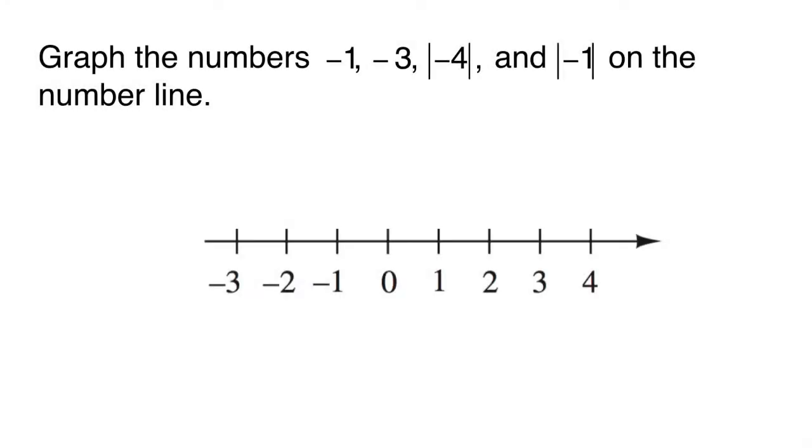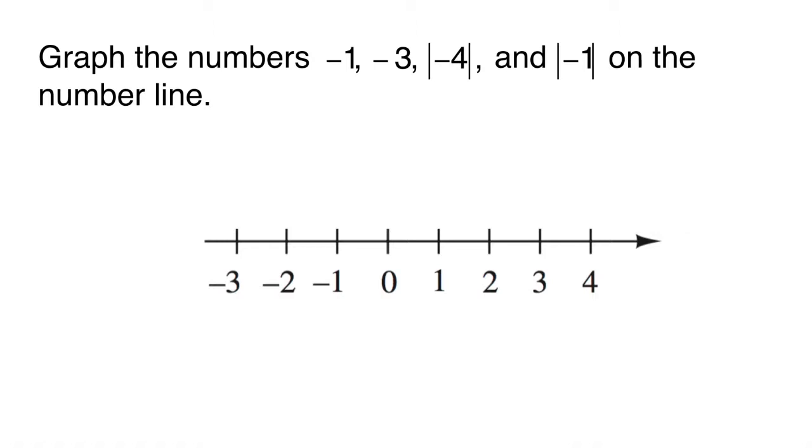Graph the numbers -1, -3, the absolute value of -4, and the absolute value of -1 on the number line. To graph these numbers, we need to find them on the number line and then place a point at that location. We'll start with -1.